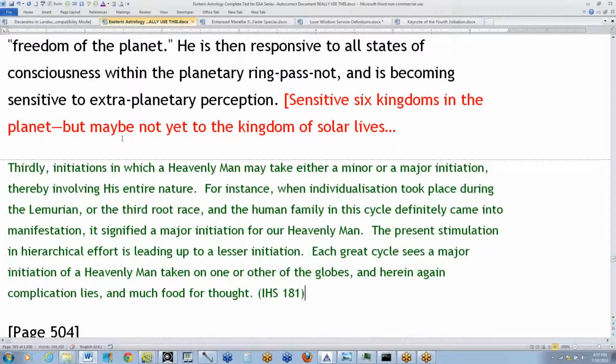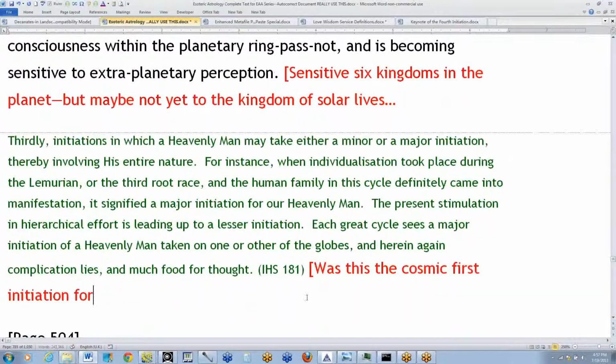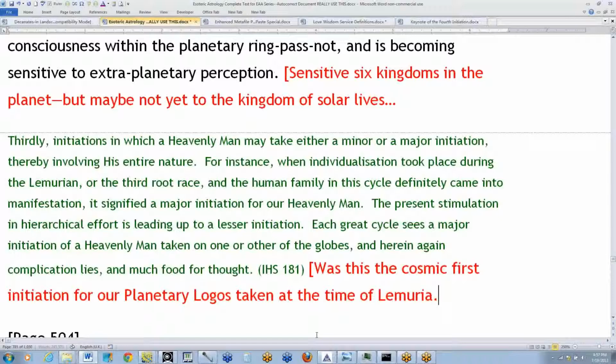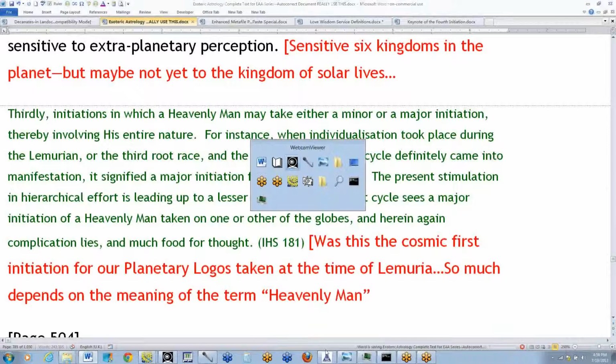So a major initiation, was it cosmic? Was this a cosmic initiation, the cosmic first, taken at the time of Lemuria? Was this the cosmic first initiation for our planetary logos taken at the time of Lemuria? Now, it's also possible to take lesser initiations, well, on one or other of the globes, or perhaps one or other of the chains. So much depends on the meaning of the term heavenly man. Well, we got into Cosmic Fire just a little bit, didn't we?